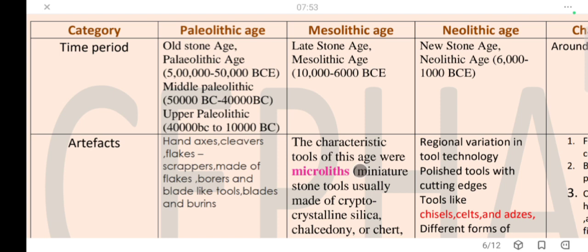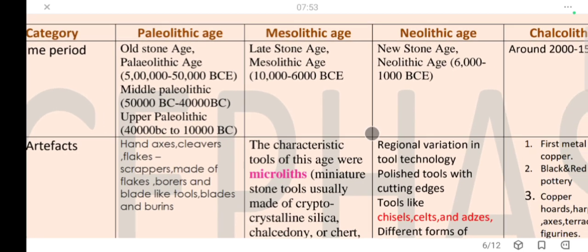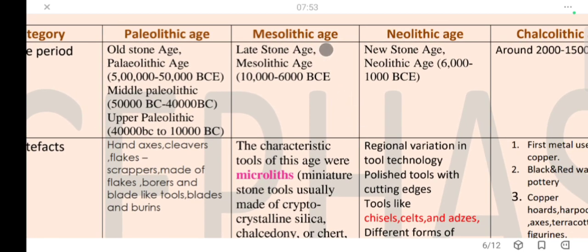The time periods in the prehistorical period. In the prehistorical period, we divide the time into four parts: the Paleolithic age, Mesolithic age, Neolithic age, and Chalcolithic age.